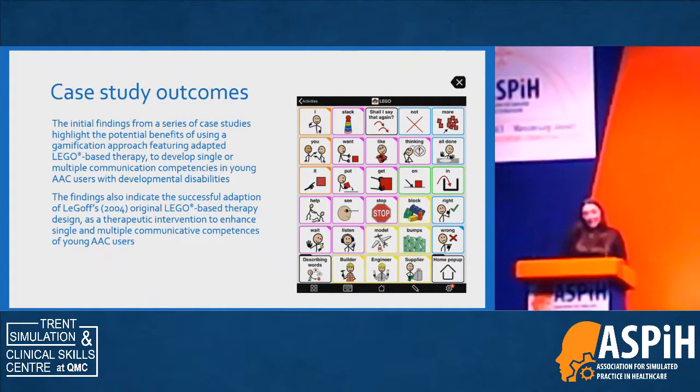But our initial findings from this series of case studies highlighted the potential benefits of using this gamification approach to develop not only single areas of competency, such as social, which it was originally designed for with our ASD population, but also multiple areas of communicative competency. Our findings also indicated a successful adaptation of the original therapy model, which was something that we actually were unsure would work in the practicalities of everyday life in a classroom.